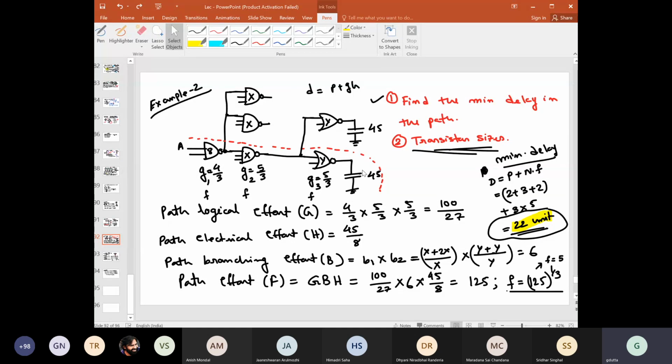I will request you to please look into that. If you have any gate other than these 3 basic gates, how do we calculate this G, the logical effort, and how does the propagation delay change in that case? The process would be the same way, but I request you to please go through the cases when you have XOR or other gates in between.